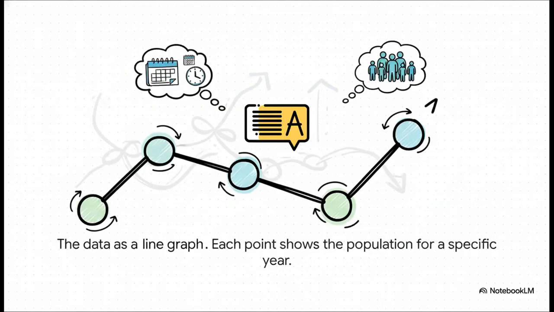Now check this out. It's the exact same data, but what a difference, right? Each one of those dots on the graph matches a year and a population number from our table. By just connecting them, boom, we've created a story. This just shows you the incredible power of making data visual.